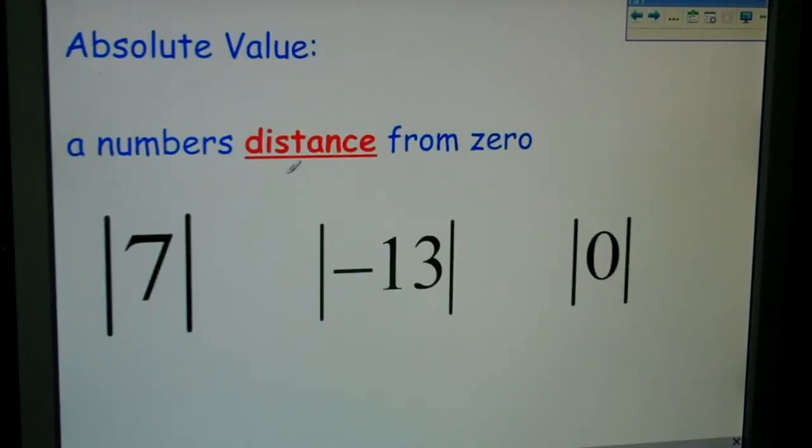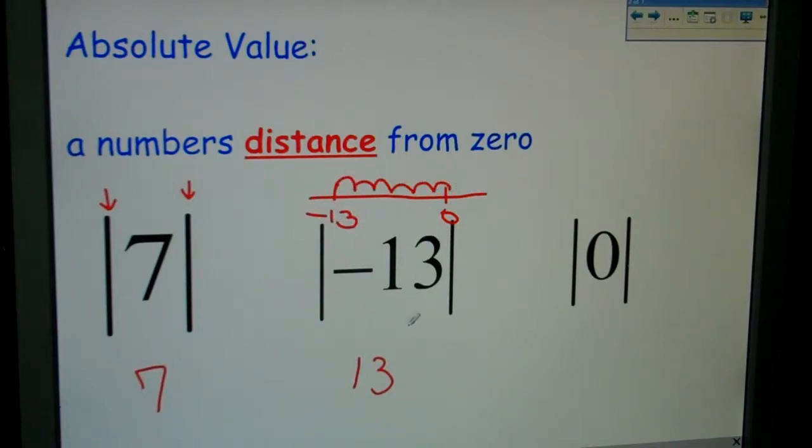Absolute value. The definition: it's simply a number's distance from zero. How many spaces from zero is that number? It's represented by these bars here. These are absolute value bars. So the absolute value of 7. How many spaces from 0 is 7? It's 7. How many spaces from 0 is negative 13? It's 13 spaces. If I have my number line here, here's 0, here's negative 13. How many spaces do I have to go to get to 0? I've got to go 13 spaces.